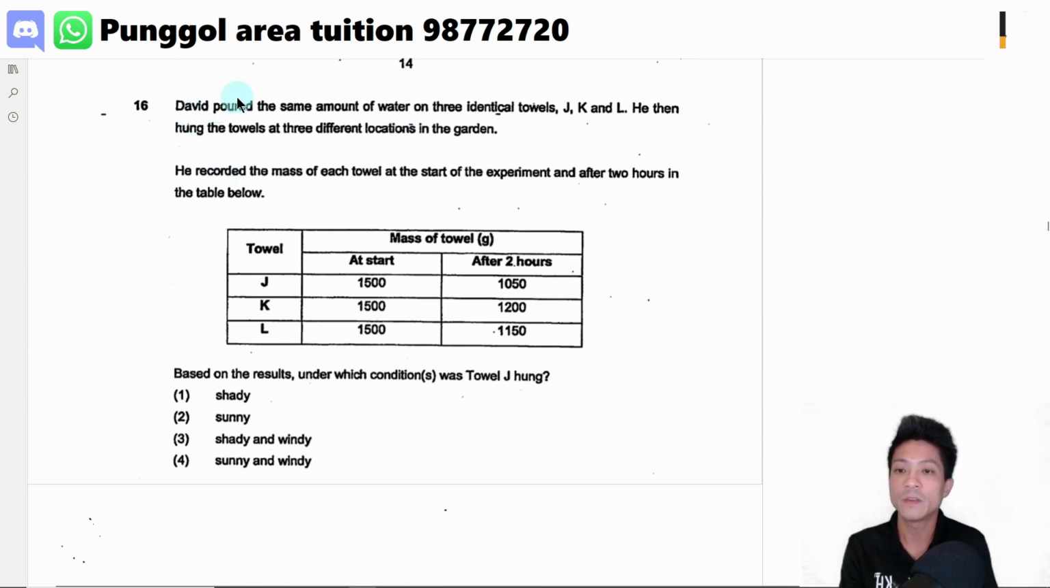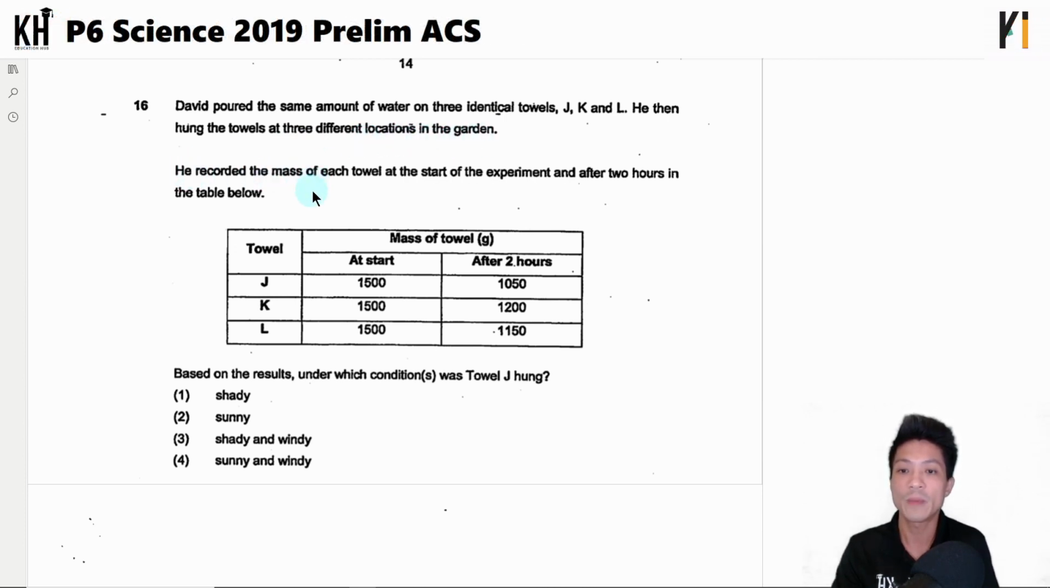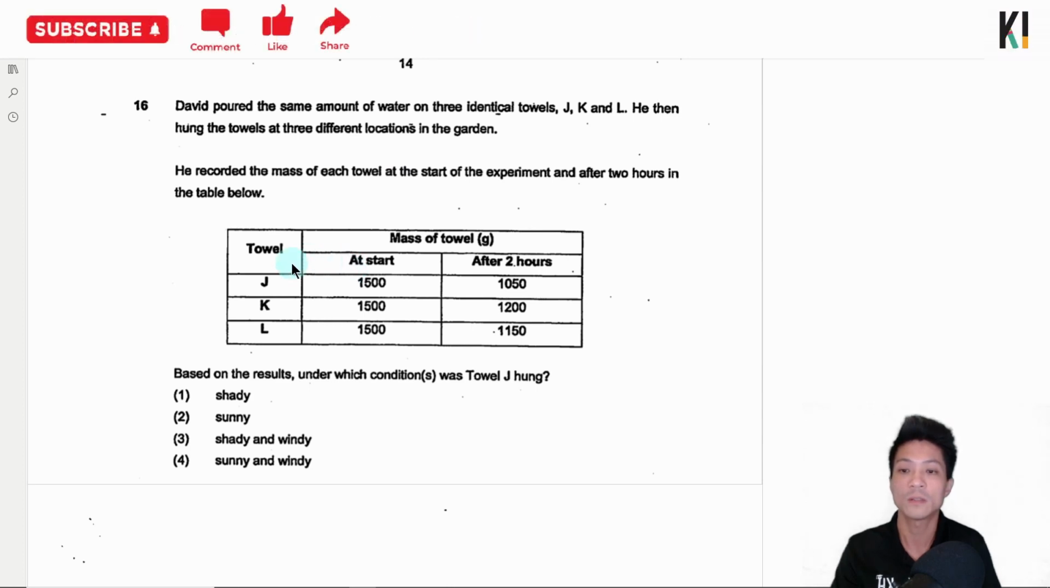Question 16. David poured the same amount of water on 3 identical towers, J, K, and L. He then hung the towers at 3 different locations in the garden. He recorded the mass of each tower at the start of the experiment and after 2 hours in the table below. Okay, so these are the results. At the beginning they're all the same, and then 2 hours later they are different.